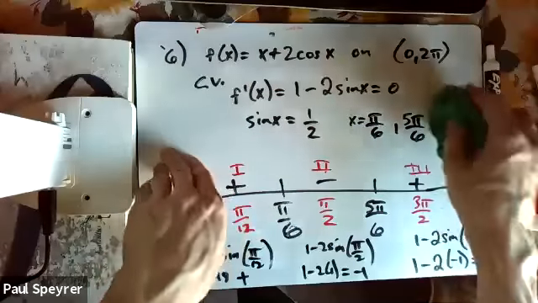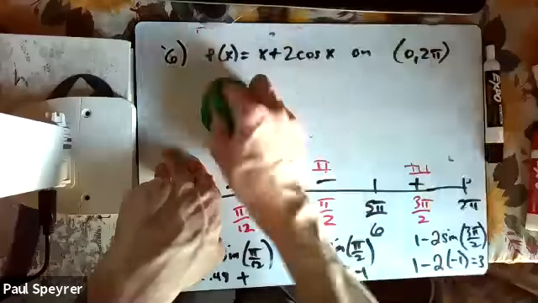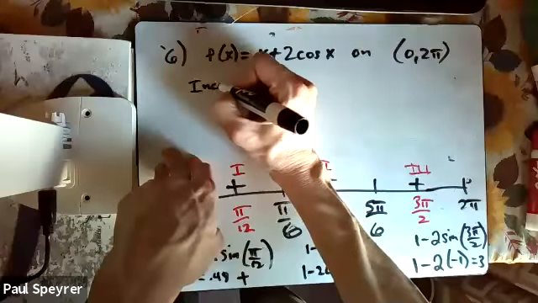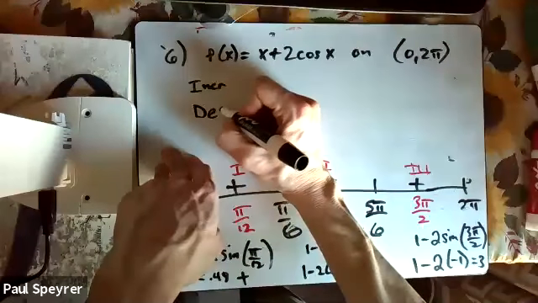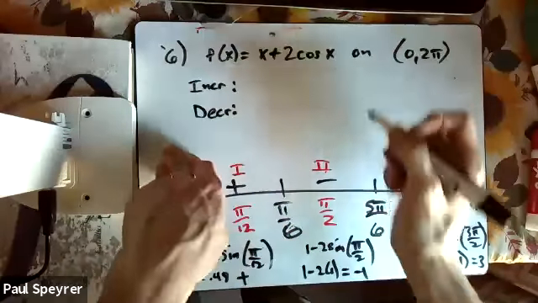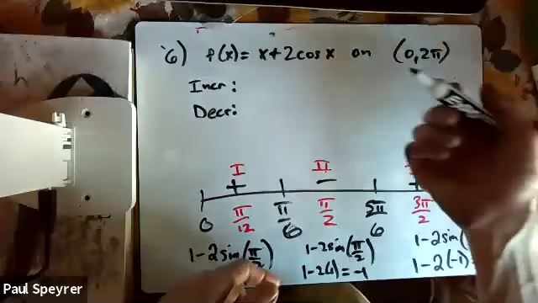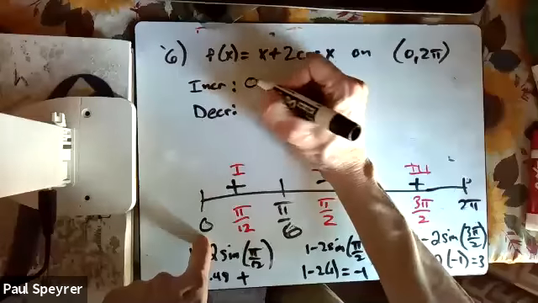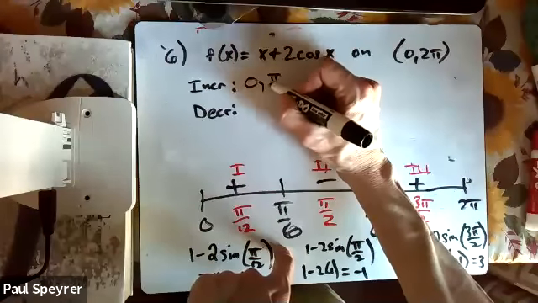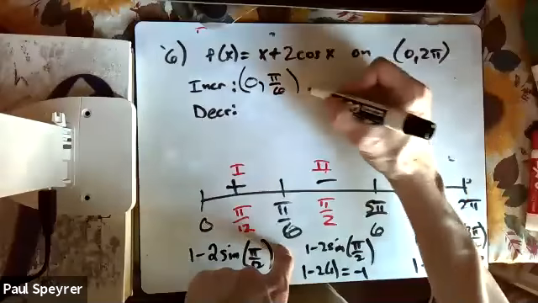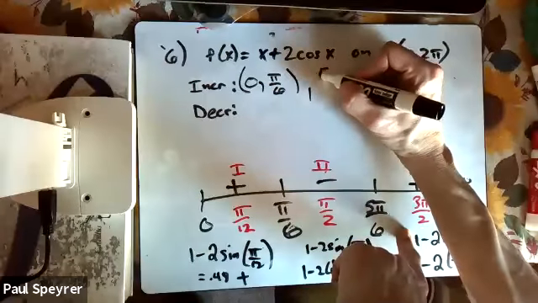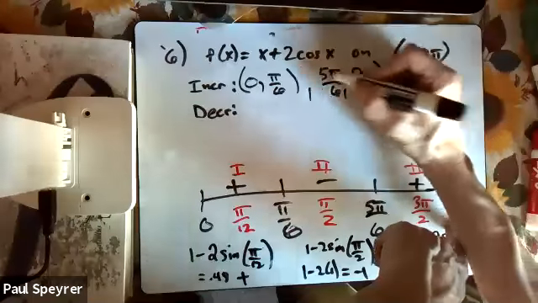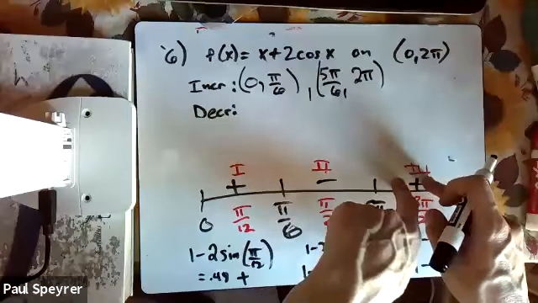So we have that. Now we can figure out where this thing is increasing and decreasing. So where are we increasing? Well, we have the plus signs. Remember, we're bounded between 0 and 2 pi. So starting at x equals 0 to pi over 6, we're increasing. We're also increasing from 5 pi over 6 to 2 pi, because again, we have the positive region right there.